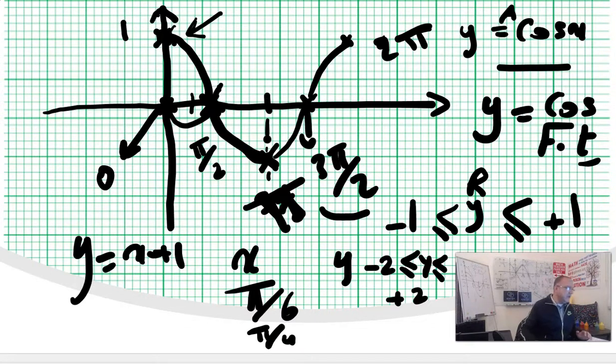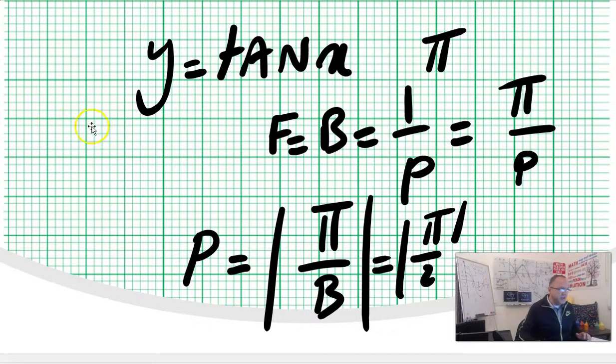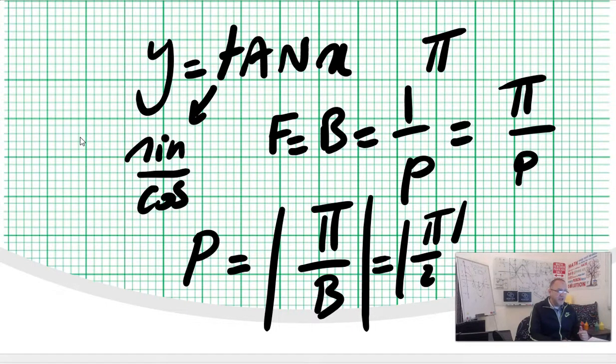Okay? Now, we did the same thing with the tangent, but with the tangent the graph is going to stop, because it's undefined at pi over 2, or 3 pi over 2, or minus pi over 2. At those points, the cosine gets to 0 and there is no solution. It's undefined, because tangent is sine divided by cosine. And this is where your vertical asymptotes happen.